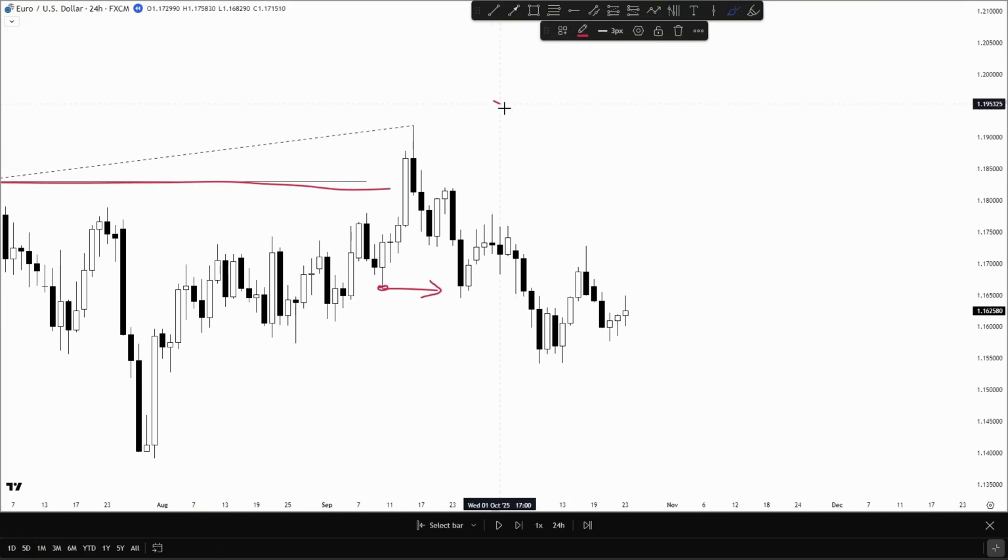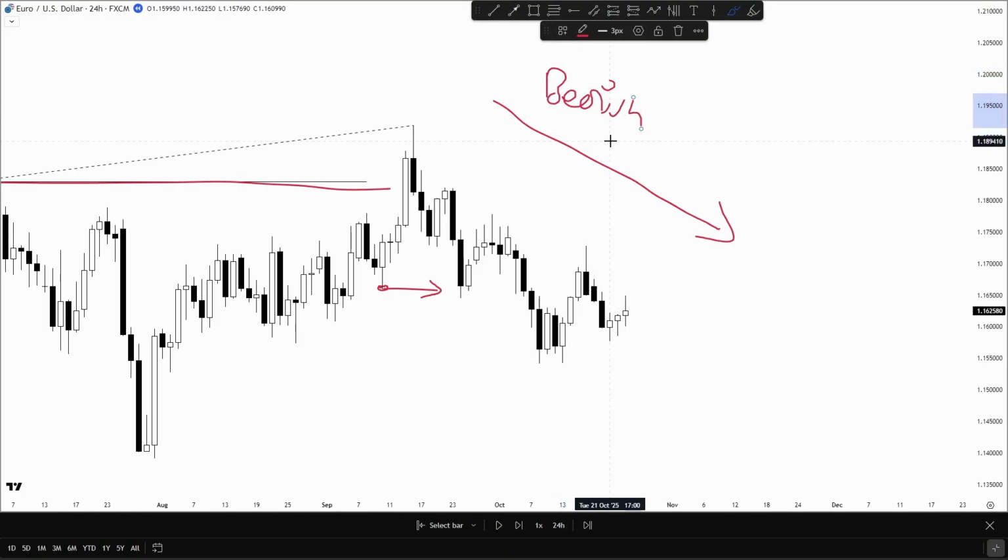The directional idea is bearish, and we are expecting, or you could say that our anticipation for price is to have a bearish expansion lower.